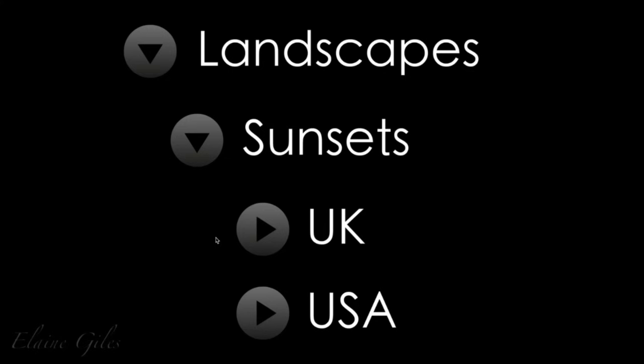So I've got two examples here. I've got landscapes, which could be a folder. Sunsets could be a folder. And then within that, I've separated out my landscape sunsets into those taken in the UK and those taken in the US. Your organisational units within Pixave are libraries, folders, collections and smart collections. How you organise your content is up to you. In this example, I would have gone for a folder for landscapes, a folder for sunsets, and then two collections for UK and the US.